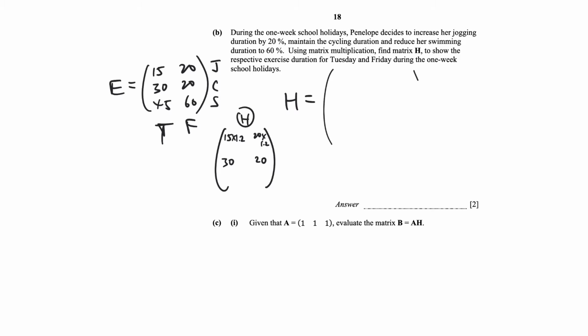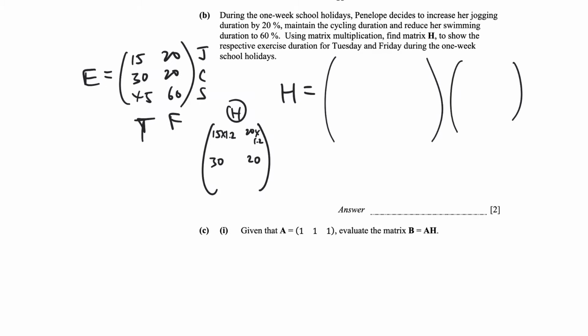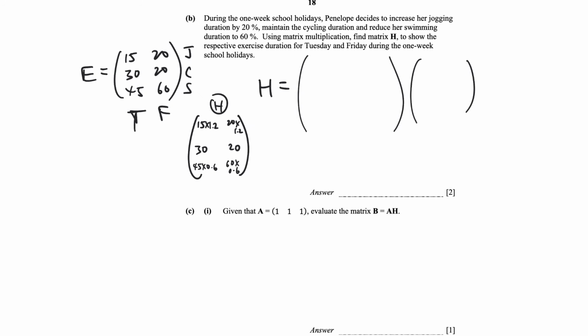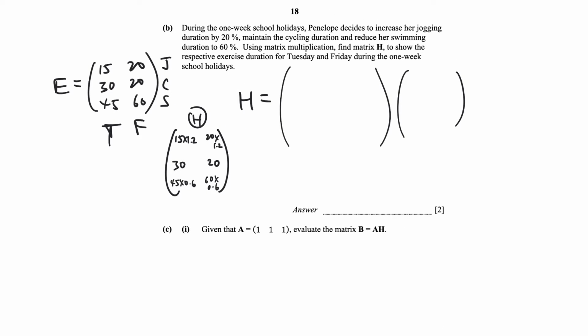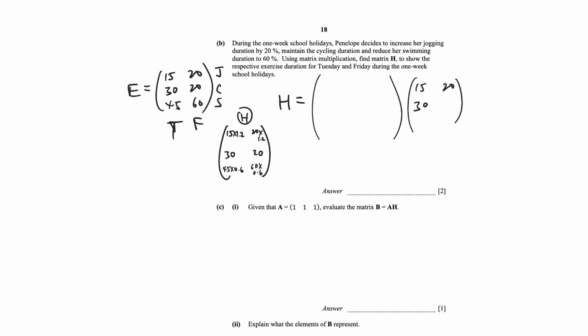They just want you to find 2 matrices so that when you multiply them, you get H, right? And then for swimming, reduce it to 60%. So it's going to be 45, and you just want 60% of it. And so basically, you want a matrix for which when you multiply it by your original matrix, so let's write the original matrix here. Just hang in there with me.